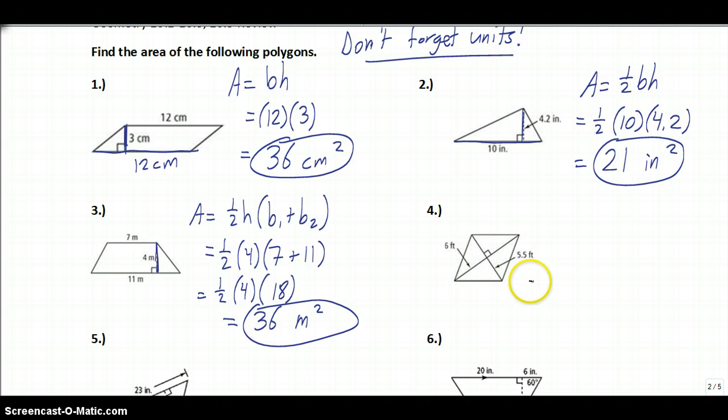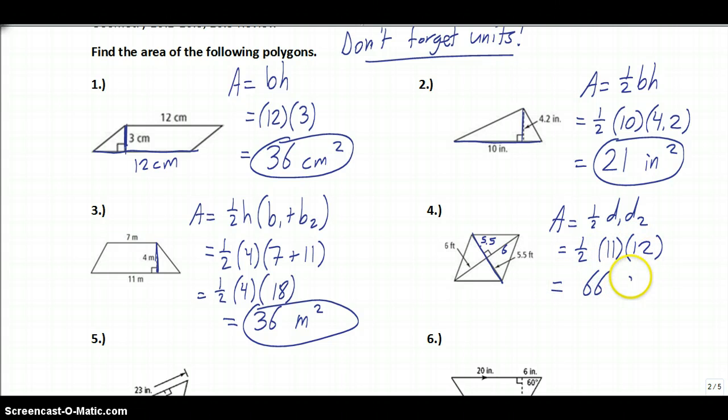This is a rhombus. Rhombi, you know, are parallelograms, so of course their diagonals bisect each other. So if this segment is 5.5, so is this one. If this segment is 6, so is this one. And then the area formula is 1/2 diagonal 1 times diagonal 2. And I want the whole length of the diagonal. So how long is this diagonal? Well, it's 5.5 plus 5.5, which is 11. And diagonal 2 is 6 plus 6, which is 12. So you just multiply that out, and you should get 66 square feet.